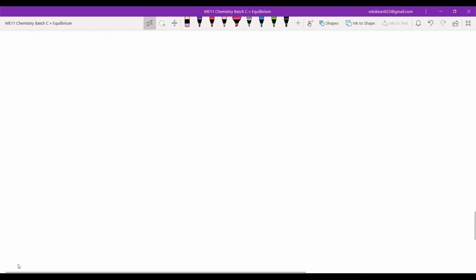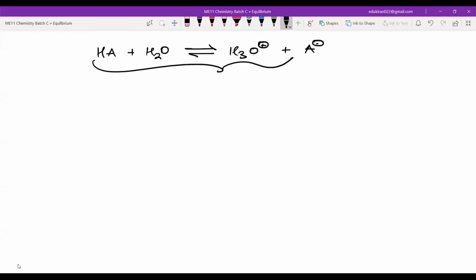Now let us look at the concentration of H plus ion. How will we calculate the concentration of H plus ions if we have a weak acid? But for that, the first thing that we have to study is about the dissociation. So when I write an acid like this, it's giving me H3O positive and A negative. So I can write this equation.